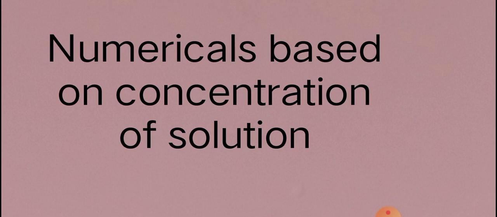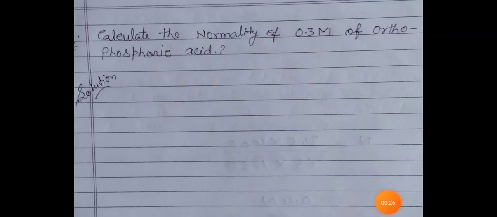Now we continue numericals which are based on concentration of solution. In previous two videos I have already done some numericals. Now today's first numerical is: calculate the normality of 0.3 M of orthophosphoric acid.